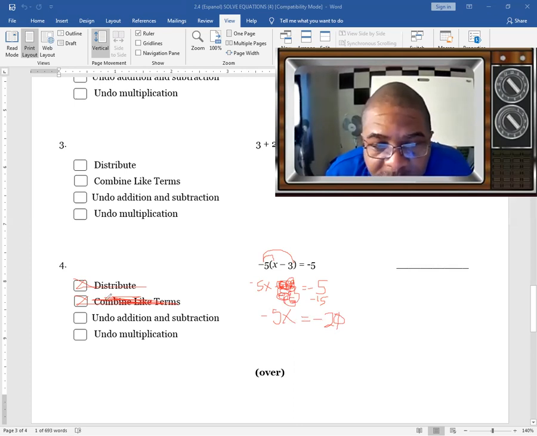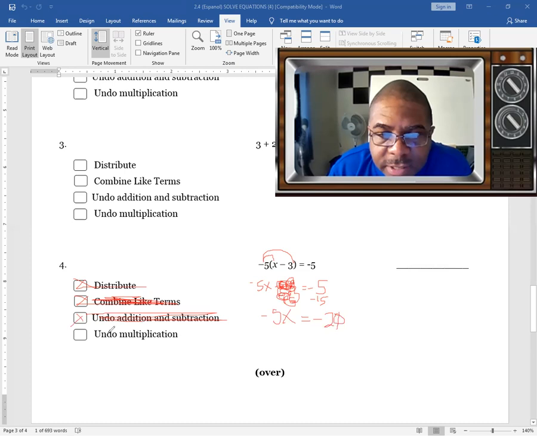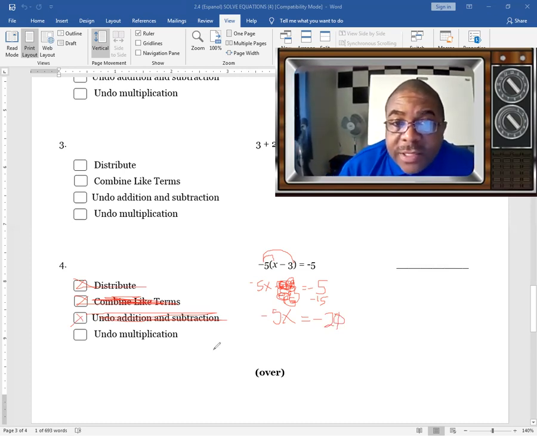-5x equals -20. So I've undone the addition and subtraction. And now I need to undo the multiplication. See, this is 5 times x. This is really 5 times x. So how do you undo multiplication?